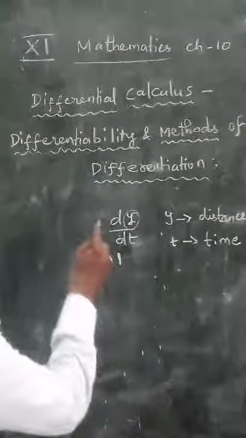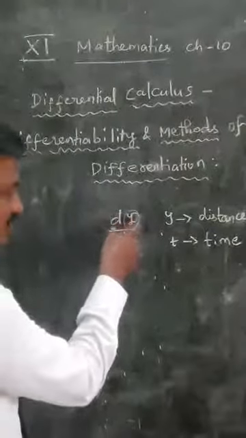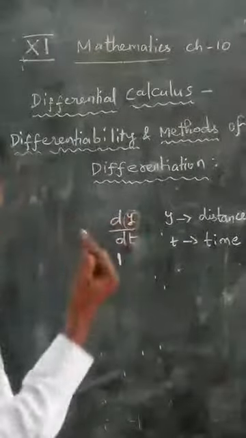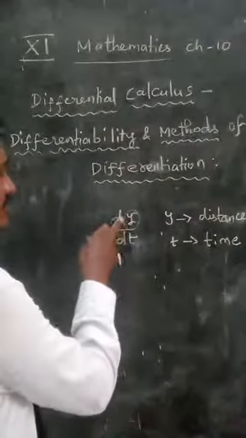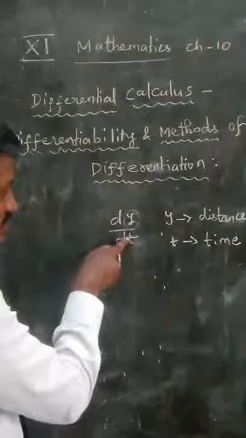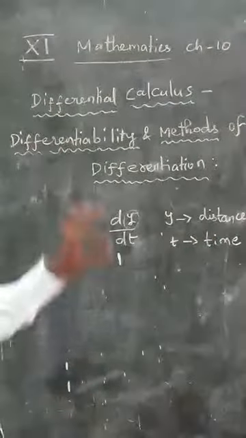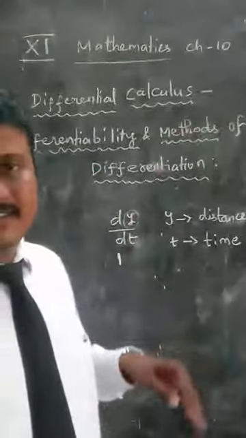Okay. Now, dy by dt, what is the meaning? Rate of change of y. What is the name given for y? y means distance. Now, I can call this the rate of change of distance with respect to time. Rate of change of distance with respect to time. That is the first example I have given.